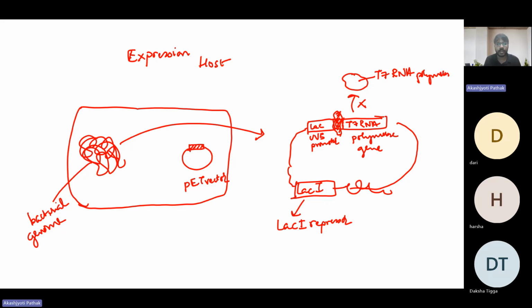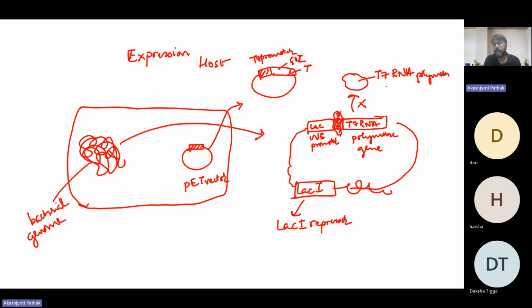Now we will look at the structure of the pET vector. The pET vector is designed in such a manner that you have the T7 promoter, and downstream to your T7 promoter, you have your gene of interest, and then there will be the terminator. Now since your T7 RNA polymerase is not getting transcribed, your gene of interest will also not get transcribed, isn't it?